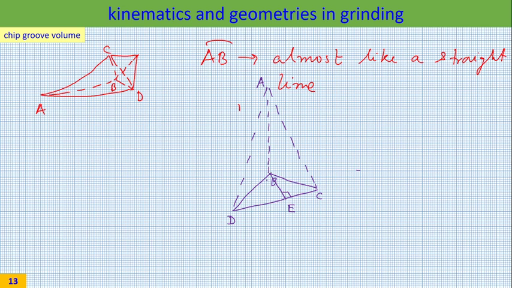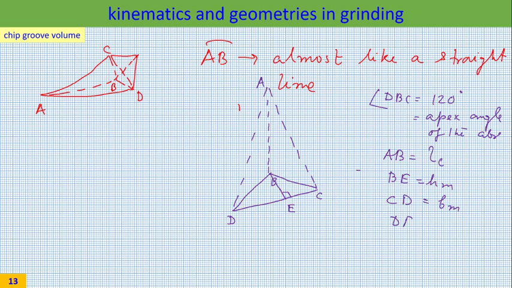So if that is the case, what are the assumptions? The assumptions are angle DBC is equal to 120 degrees, or it is equal to the apex angle of the abrasive. Why is it so? Because the abrasive has generated this particular chip groove. What is the other observation? AB is equal to LC, PE equal to HM, and CD is equal to BM, and DE is equal to EC equal to half CD. So these are the observations which we can have from this.